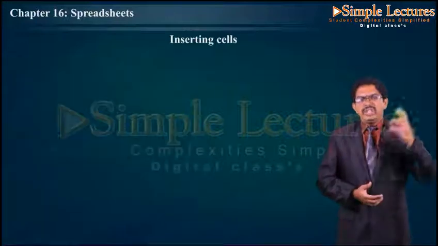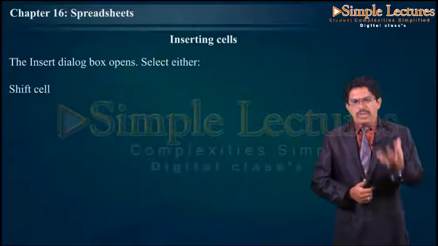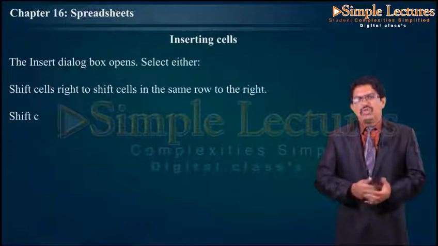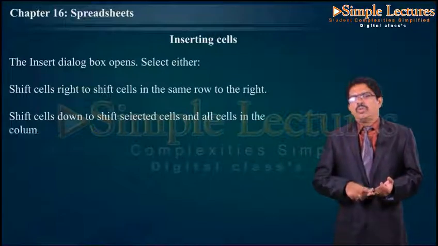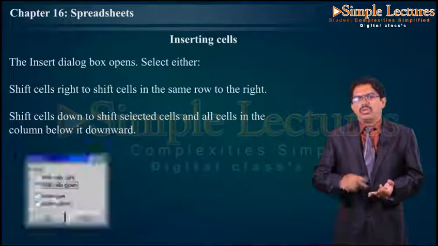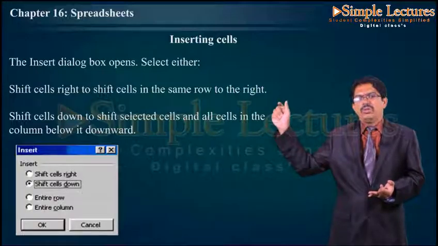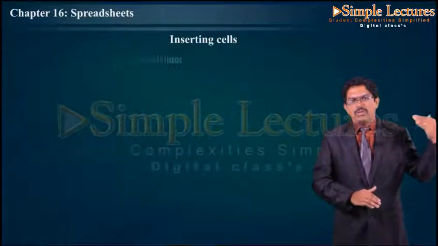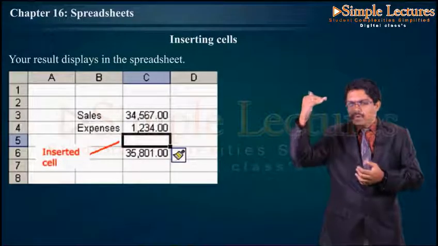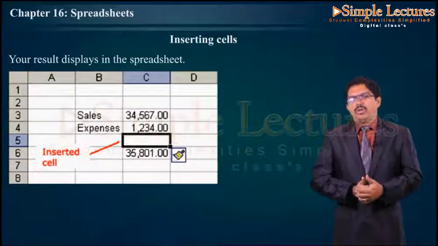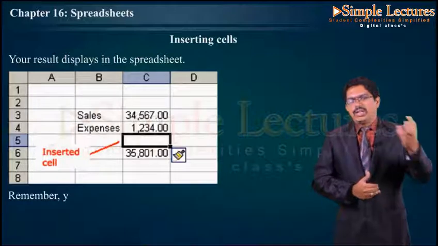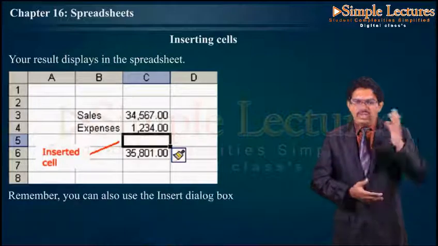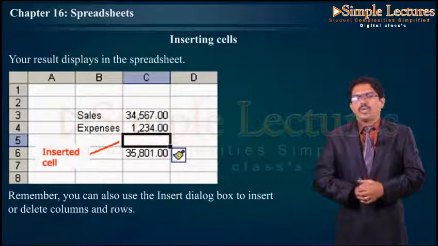The insert dialog box opens, in which select shift cells down. So, select shift cells down and press enter. So, your result will appear automatically. The value comes to the next row. Here the insert dialog box is used to insert or delete rows and columns.